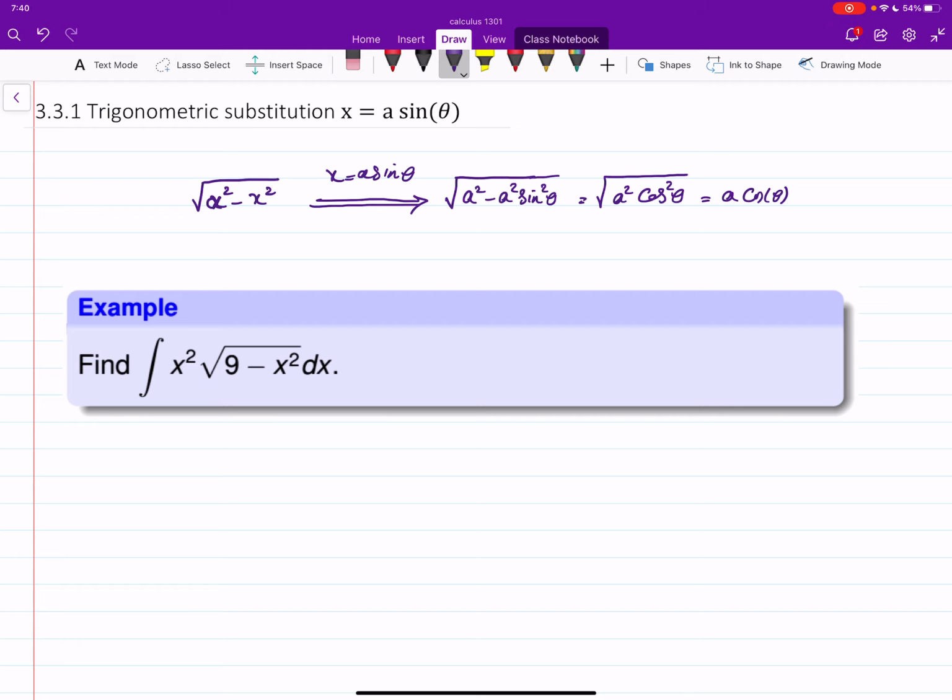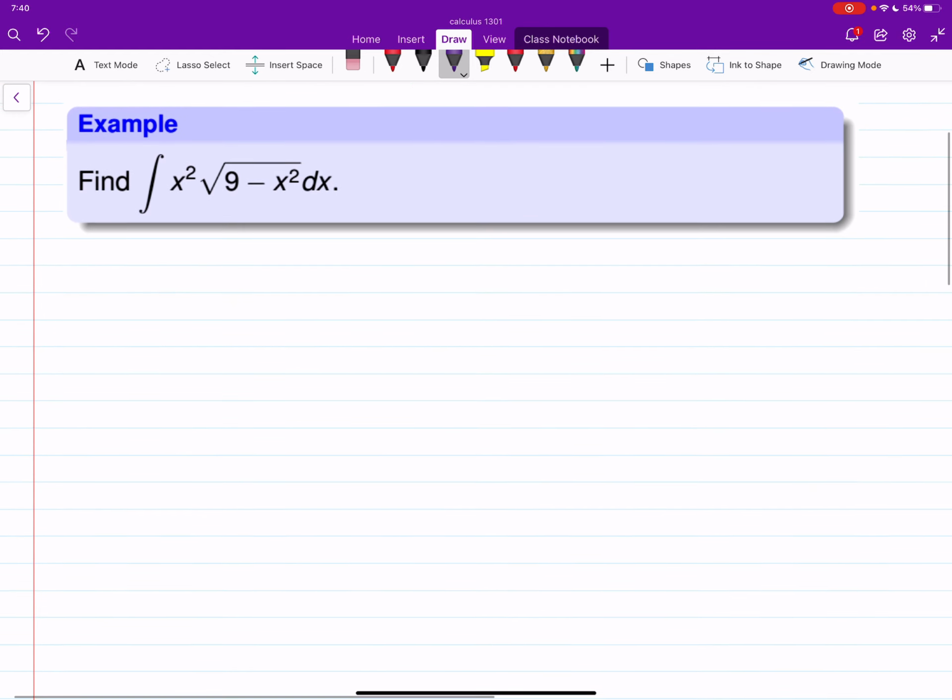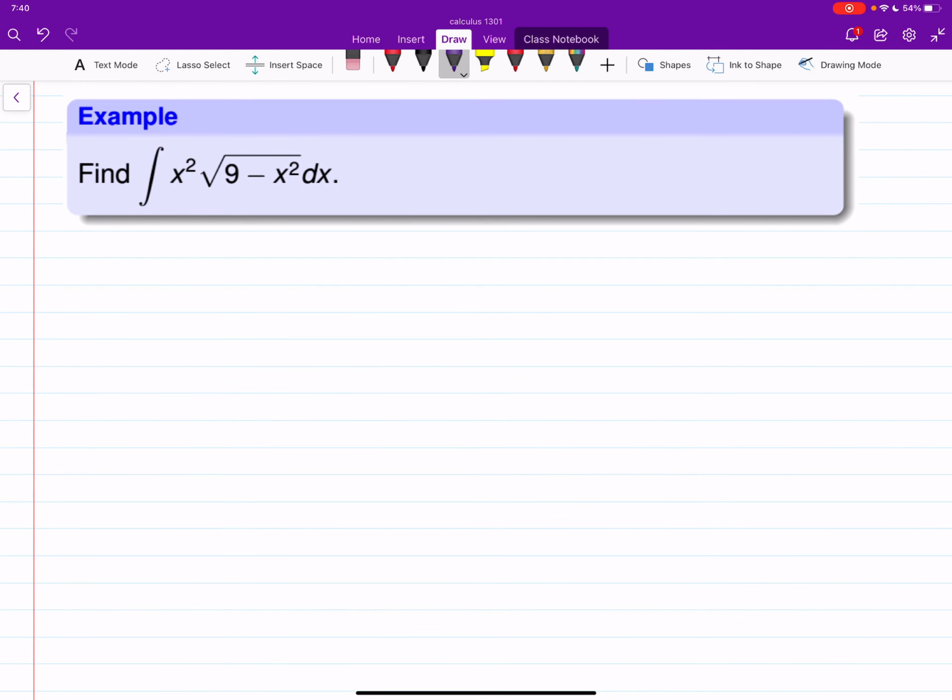Let's see this in some practice, okay? In the first example, we have 9 minus x squared. So in this case, a is basically 3, since 3 squared is 9. So let's use x equal to 3 sine theta. You can actually use 3 times cosine theta as well. But in either case, changing the integral to a new variable is not difficult because it just goes smoothly.